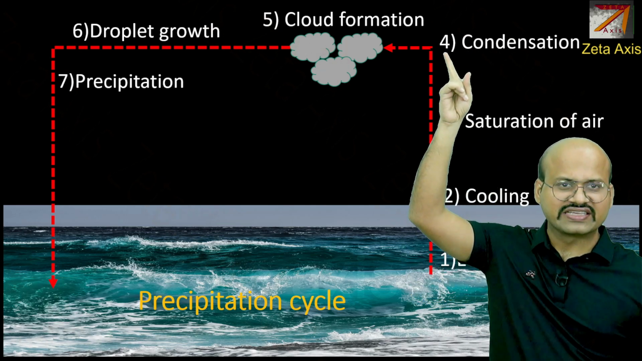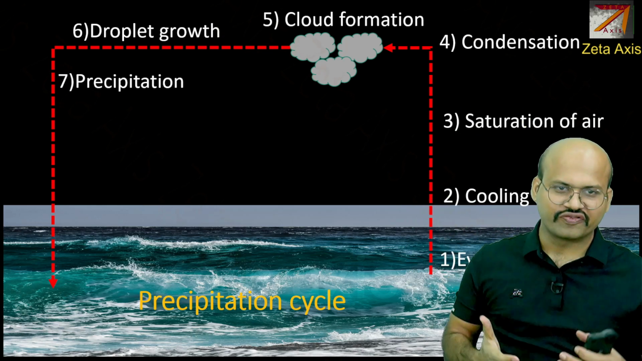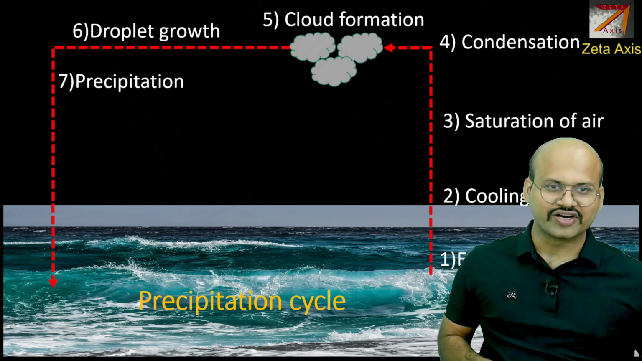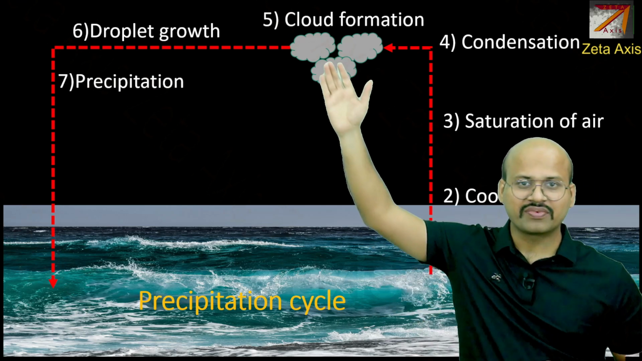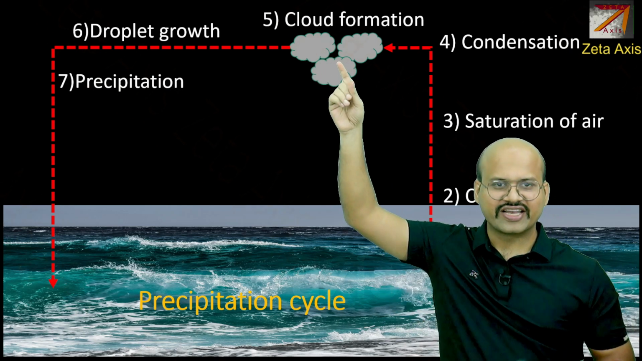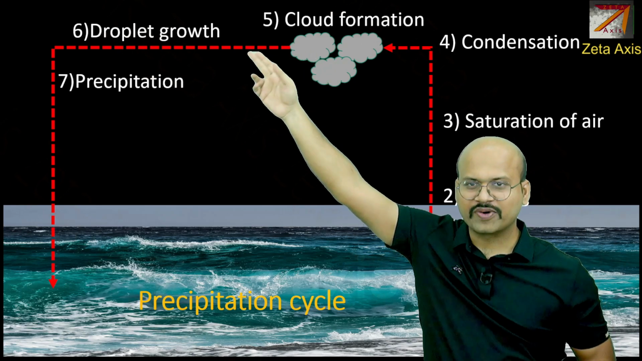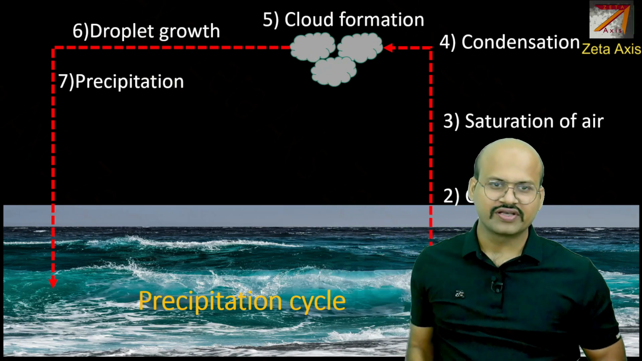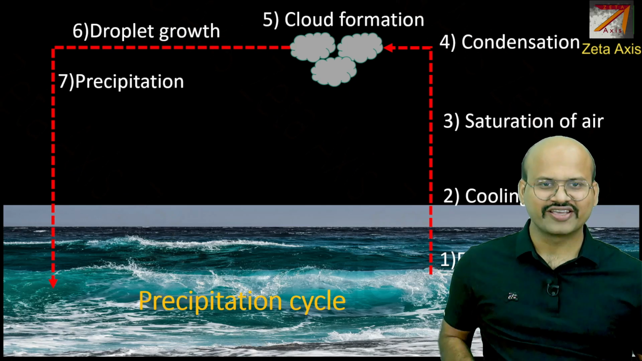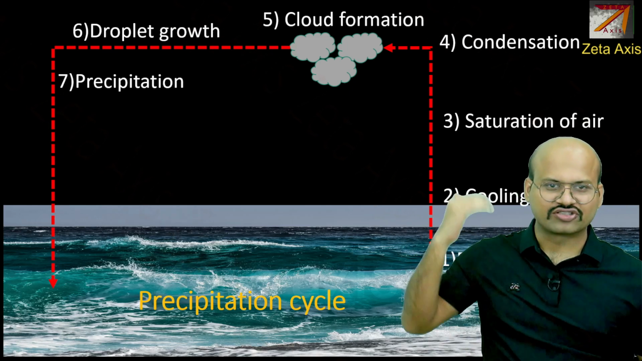Then there is condensation, that is the moisture which is in the gaseous form converts into liquid form and forms clouds. After this, there is growth in the size of these water droplets. So this is called droplet growth, and then it falls down, giving precipitation. So let's try to see the important parts of this process.